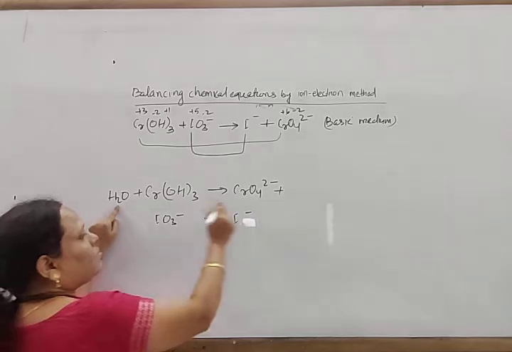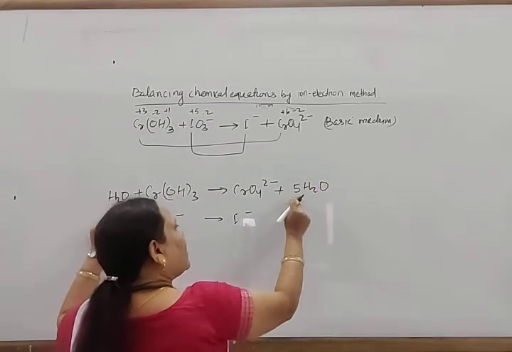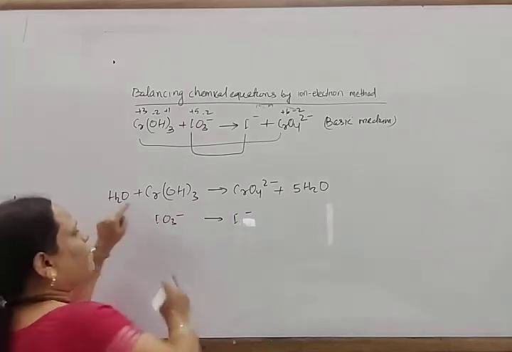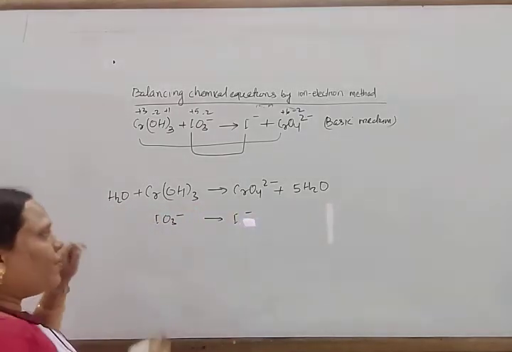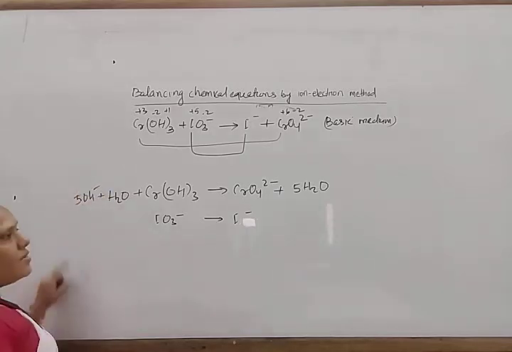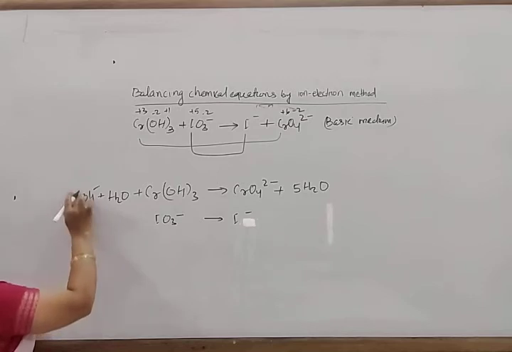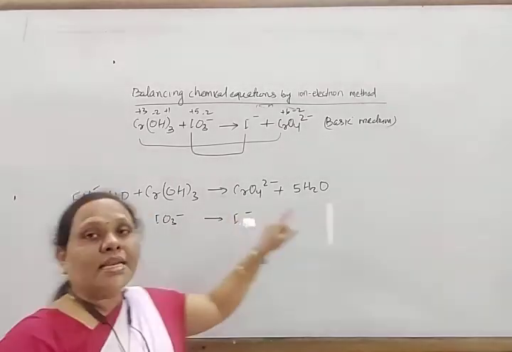That means the number of water molecules is high, H2O. And when I add water molecules, at the same time I have to add the same number of OH minus ions, that is high OH minus. Okay, now this equation is balanced atomically.